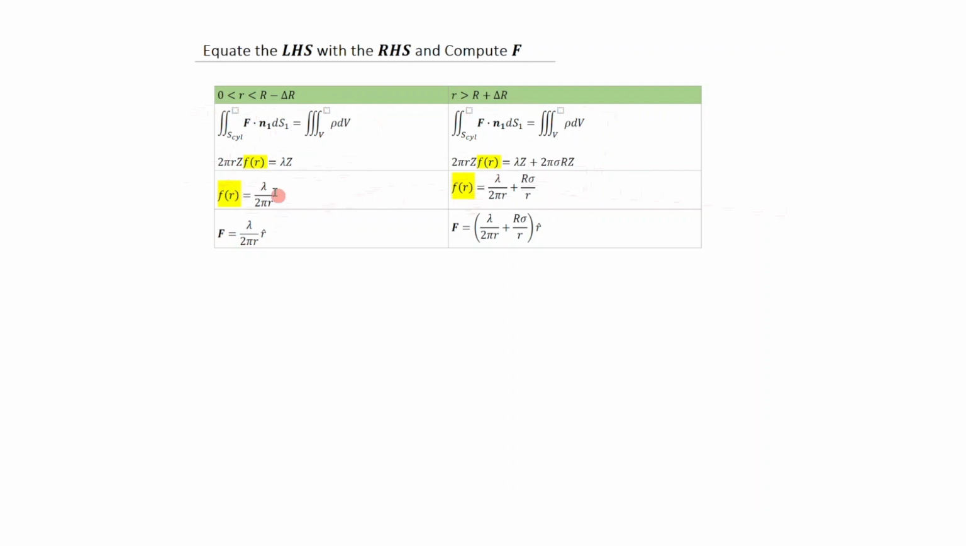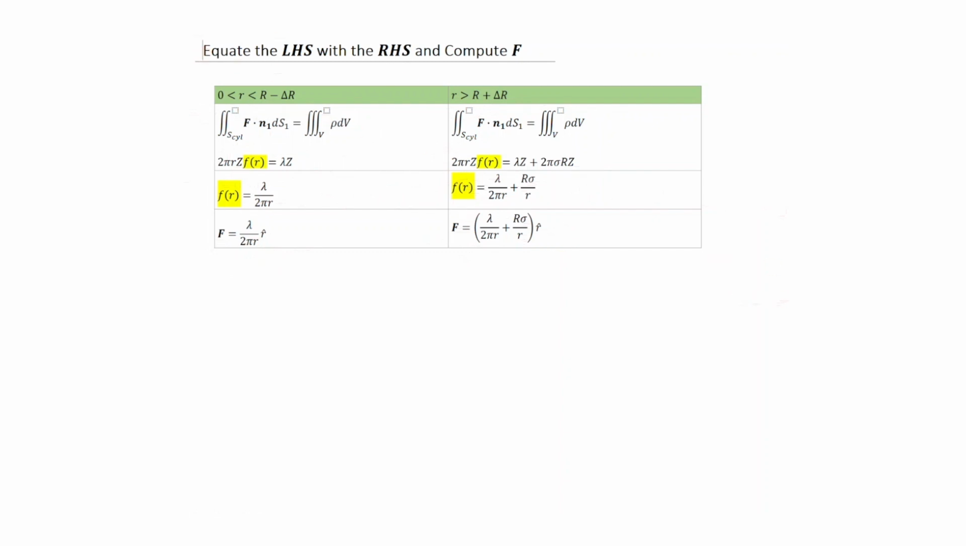We know that this is the magnitude of the field, and we know the direction is in the radial direction, so we can write out the vector expression as F equals lambda over 2 pi r, r hat, for the condition 0 less than r less than capital R minus delta R, and for the condition r greater than capital R plus delta R, the field is the magnitude here, times the r hat vector.